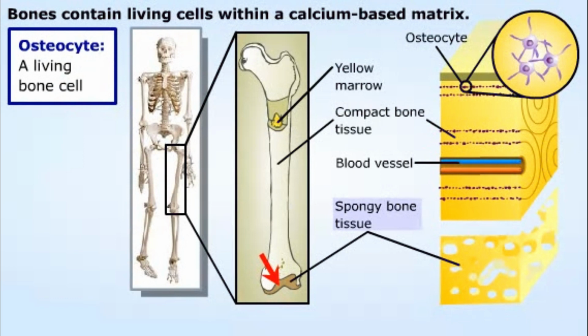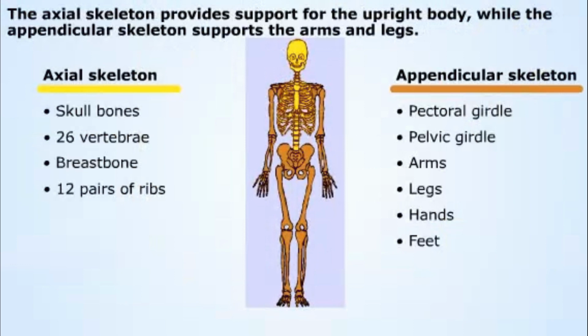At the ends of the thigh bone there is spongy bone tissue, which has less mass than compact bone tissue. While it appears spongy, the tissue is actually firm. Yellow marrow, composed mainly of fat, is found in the center of the bone. Yellow marrow is converted to red marrow.